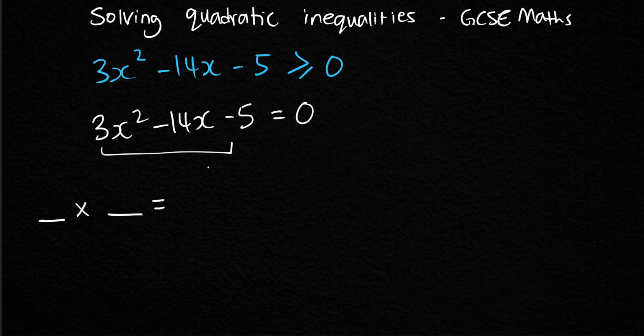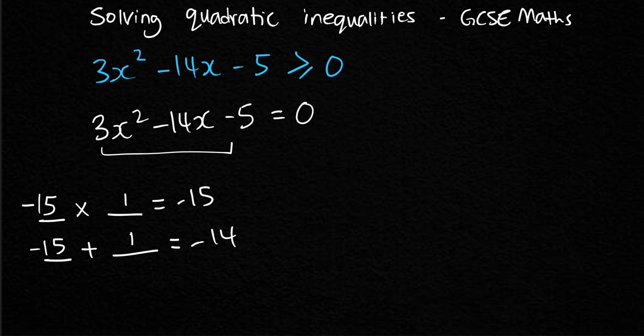Two numbers multiply to make the last two digits, so that's going to be minus 15. Two numbers add to make the middle digit, negative 14. What numbers multiply to make negative 15 and add to give us negative 14? Well, we've got 15 and 1, don't we? Negative 15 times positive 1 will give us negative 15. Negative 15 plus positive 1 will give us negative 14. Like so. And now we can make our two equations that we can factorize.